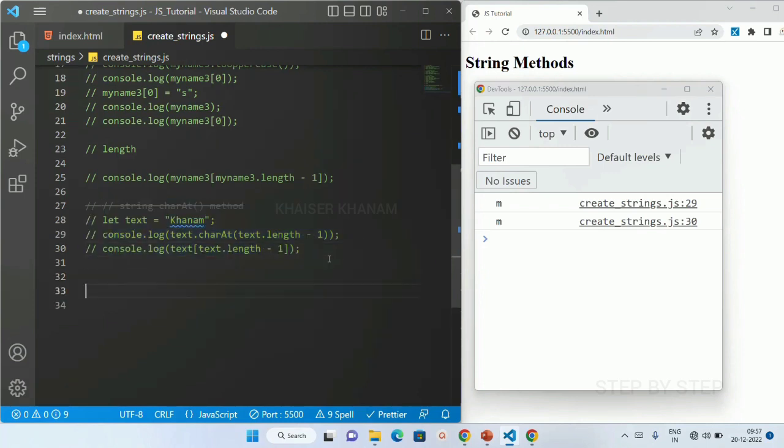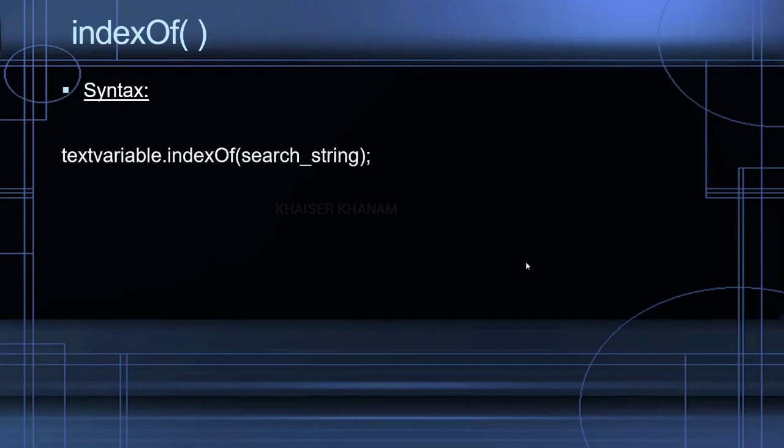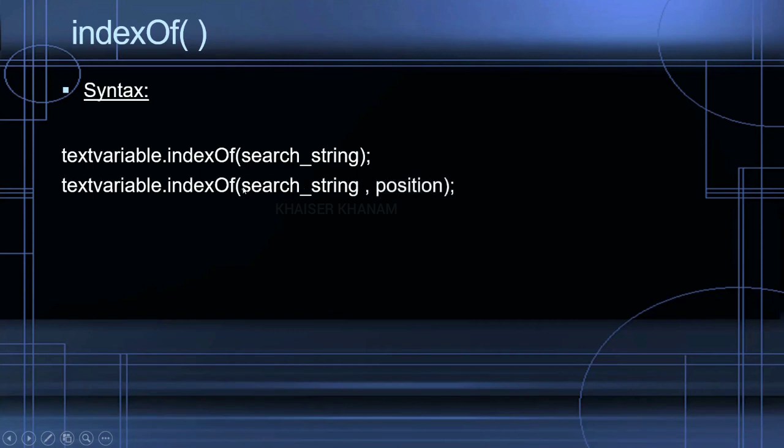Now let's talk about our second method, that is indexOf. Okay, this is our indexOf method, and this will be the syntax. Whatever variable we have created, that variable dot indexOf, inside this we have to pass the search string. I will tell you what this search string is, and this will be the second syntax. After the search string, we just have to pass the position. This position will be a number, and this search string will be a string. Once we see a practical example, you will understand about this search string and also this position.